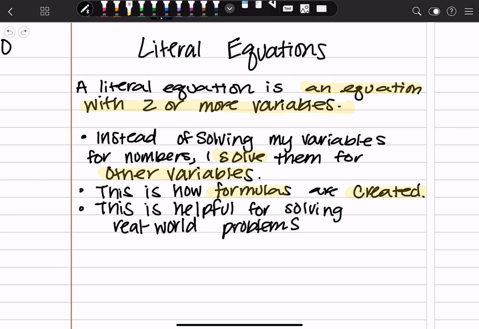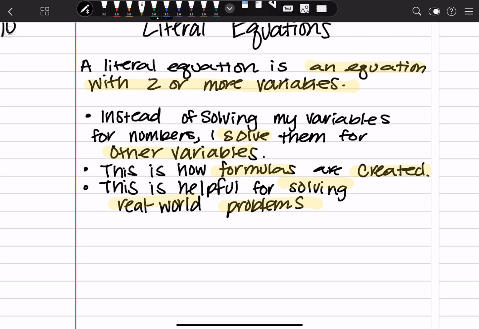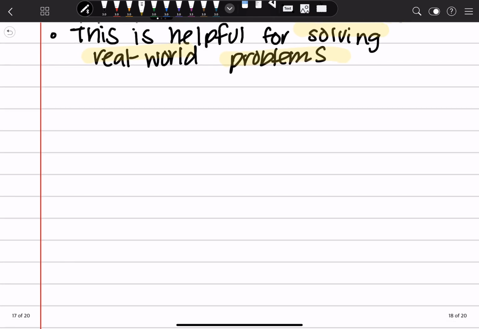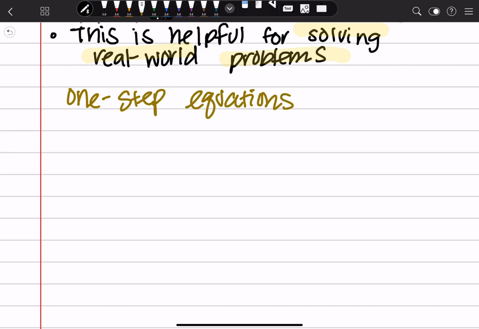Now, this is helpful for solving real-world problems. All right, so let's go ahead and get started. The first one that we're going to start off with is one-step equations. I know, you're like, well, Miss Samji, I can do one-steps. You taught me all of that. Well, I know, but this is going to be a little bit different.